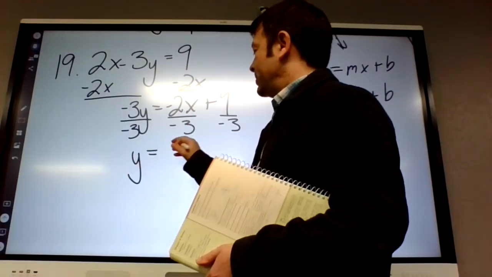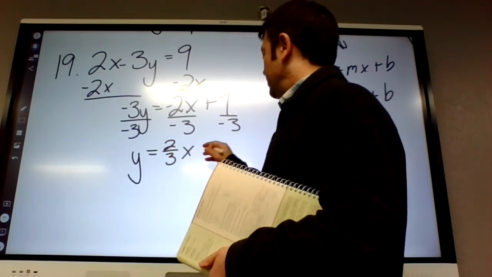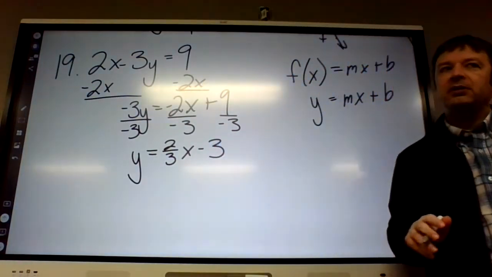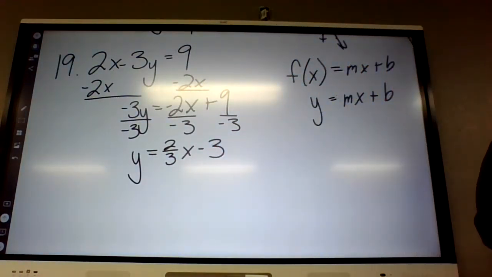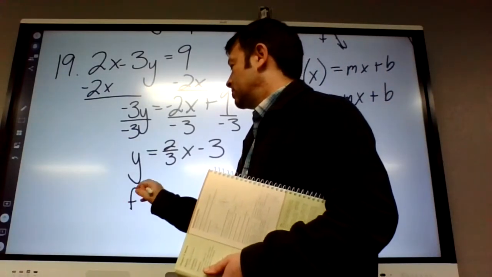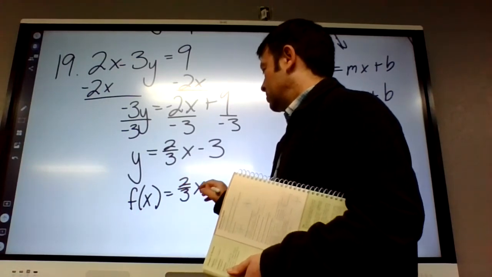What's -2 divided by -3? 2/3 x. 9 divided by -3. Okay. So that's slope-intercept form. Here's function form. So it's really the same thing, just with f of x.